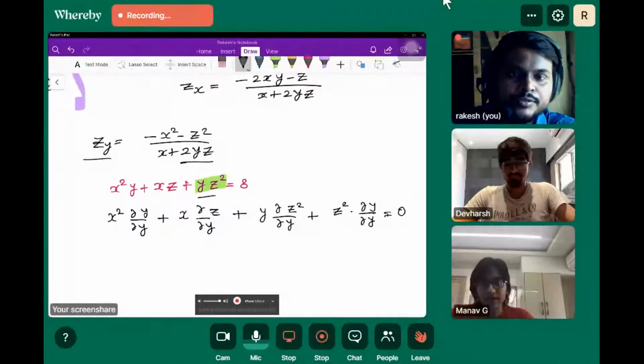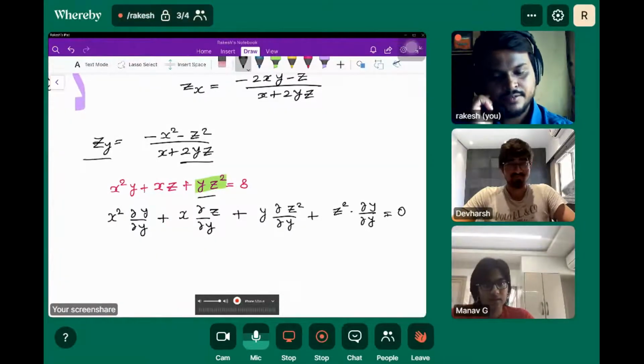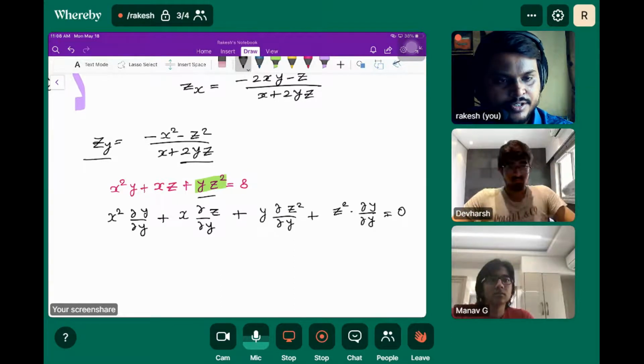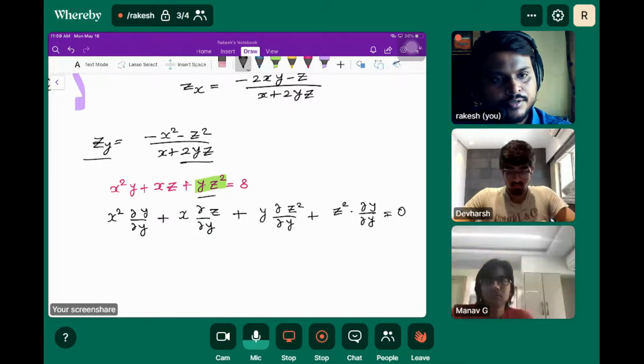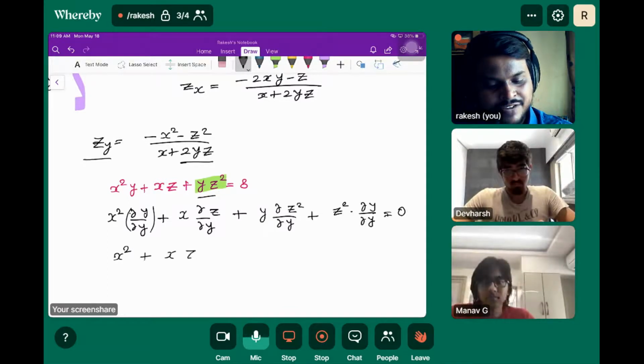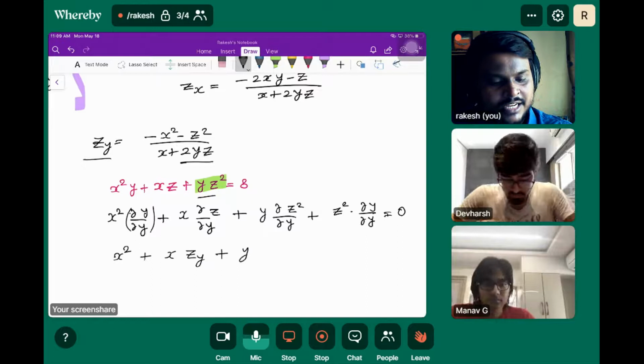That y square will be done implicitly, right? Yes, yz square will be done implicitly, since both are variables. Is it clear? Okay, so we can replace the term. So this is 1, this part is 1 plus x, this is zy plus y.